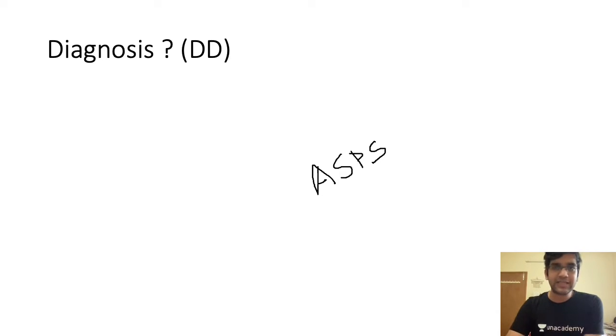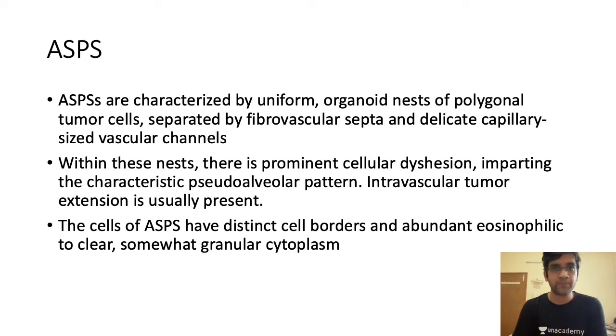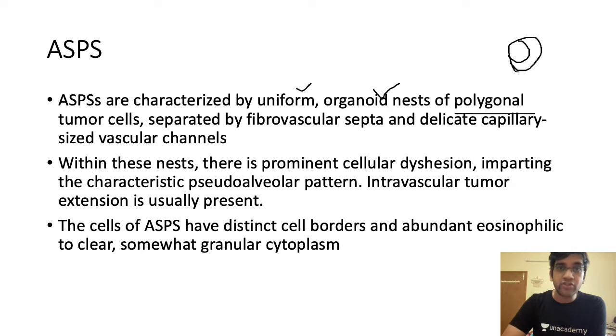Fine. So we'll just have a quick description of what the textbook says about alveolar soft part sarcoma. These are the classical descriptions. Hopefully, if the description matches our microscopy, whatever we saw, our diagnosis is correct. It's characterized by uniform organoid nests of polygonal tumor cells. Perfect. We had alveolar nests. All of the tumor cells were bigger. They were not rhabdoid, and they were not spindle shaped. It was a polygonal cell, separated by fibrovascular septa for sure.